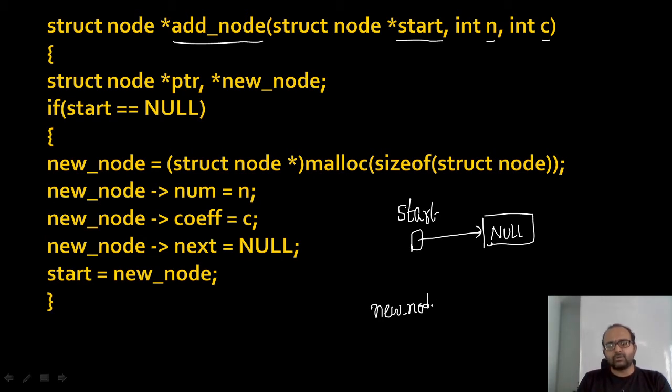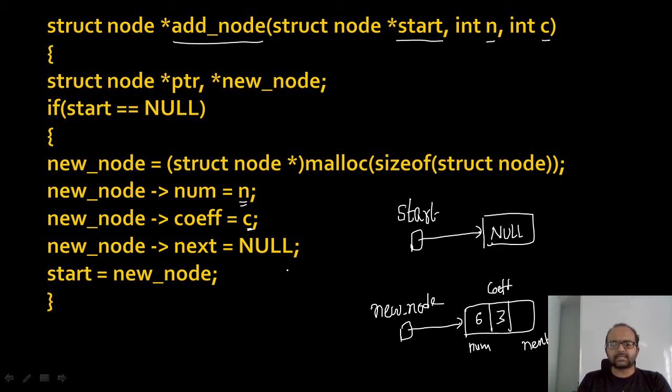As we know, new node is a pointer which is pointing to the newly created node, and this newly created node has a total of three parts. First one is num, second one is coefficient, and the third one is next. Let us suppose the value of n given is 6, and the coefficient given is 3, and this is null, right? This is representing null. Now we want to add this node to the existing linked list, which is start pointer pointing to null.